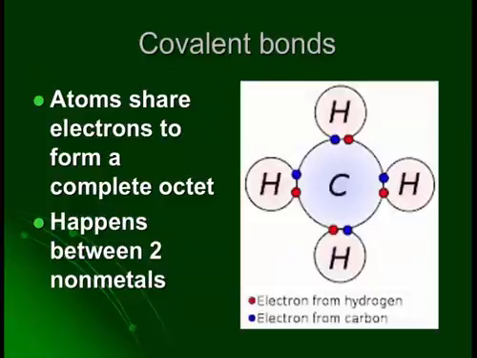In a covalent bond, the atoms are going to share electrons to form a complete octet. And this is going to happen between two nonmetals. So you can see that the blue electrons are from carbon. Carbon has 4 valence electrons from the periodic table. Hydrogen has 1. So we have 4 hydrogens sharing that 1 electron each. Hydrogen is happy with 2 electrons because it's just got the 1 energy level, same as helium. But carbon needs 8, so by sharing those 4 electrons with hydrogen, carbon satisfies its octet.